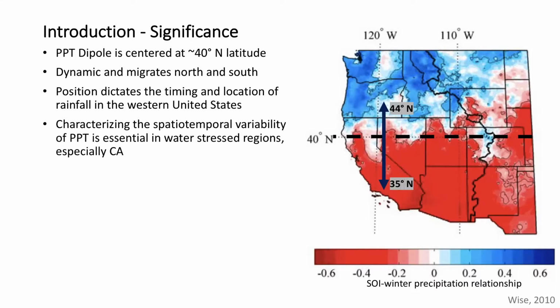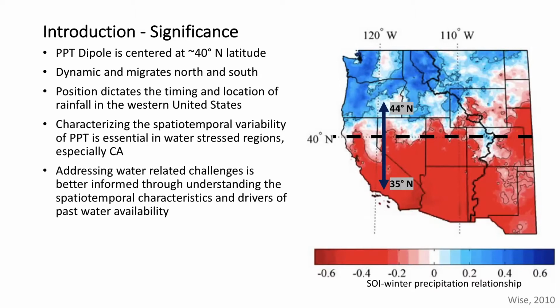Characterizing the spatiotemporal variability of precipitation is essential in water-stressed regions such as California. Moreover, understanding the spatiotemporal characteristics and drivers of past water history can help address California's water-related challenges. More specifically, how and why abrupt changes in water availability occur and over what timescales.